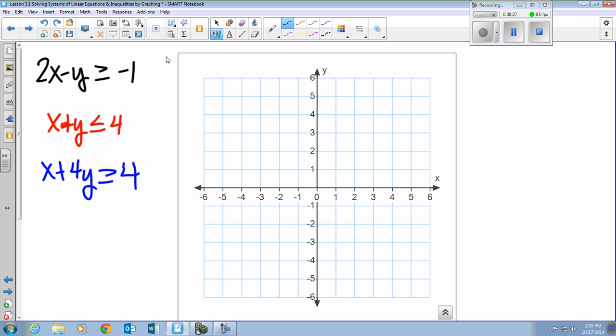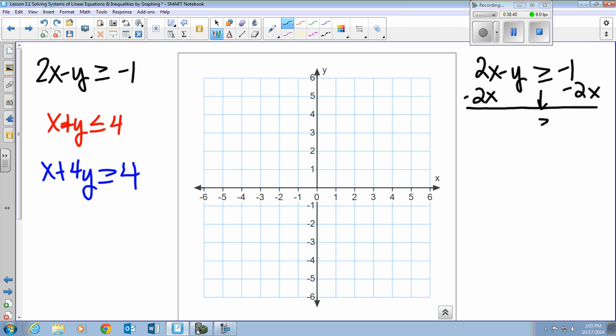So on the first equation, we're going to get y equals mx plus b all by its lonesome. What am I going to do first? Subtract 2x. What I do to one side of the inequality, I do to the other. I'm going to bring down the inequality sign. Negative y is greater than or equal to negative 2x minus 1.